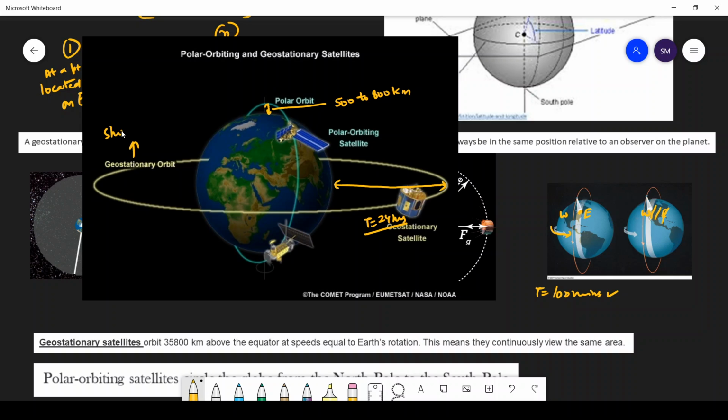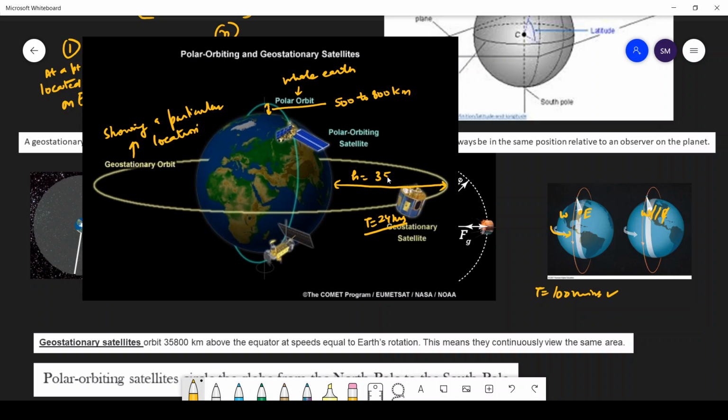Next difference, geostationary focuses at a particular location, showing you a particular location, and polar orbiting satellites in this orbit show you the whole earth, right?